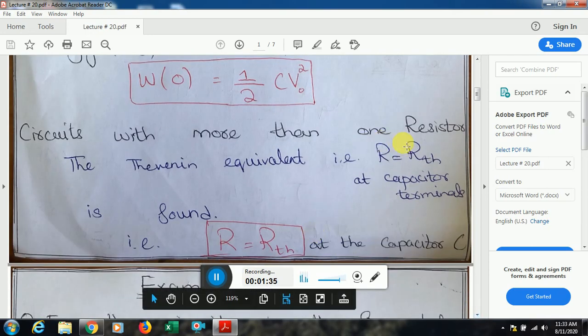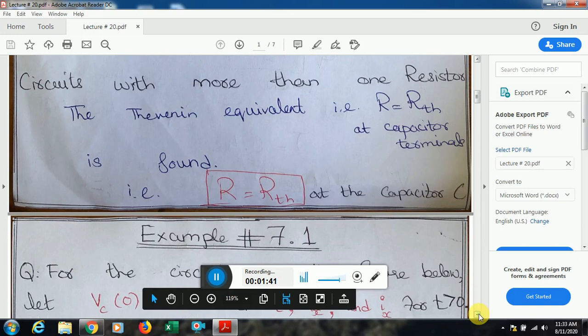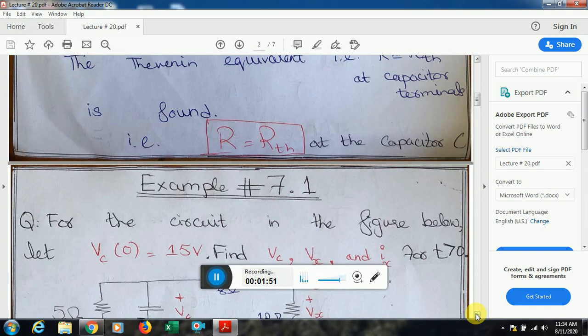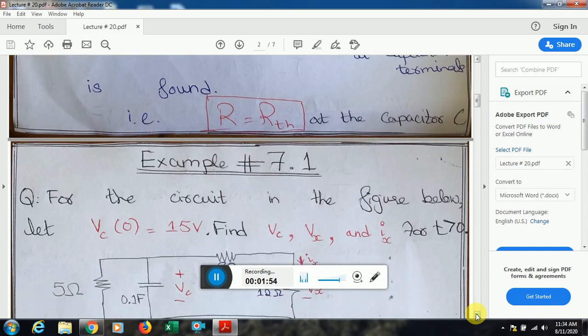In case we have more than one resistor, we have to find the R equivalent or the Thevenin equivalent at the terminals of the capacitor. Once the Thevenin equivalent resistance is found, we transform the given circuit into the standard RC circuit and find the unknown values, for example current across the circuit, voltage across the capacitor, and energy stored in the circuit.